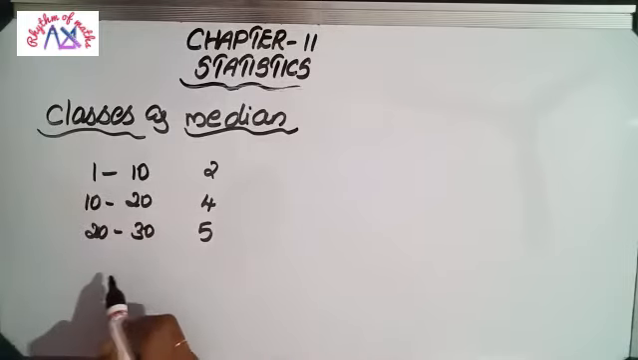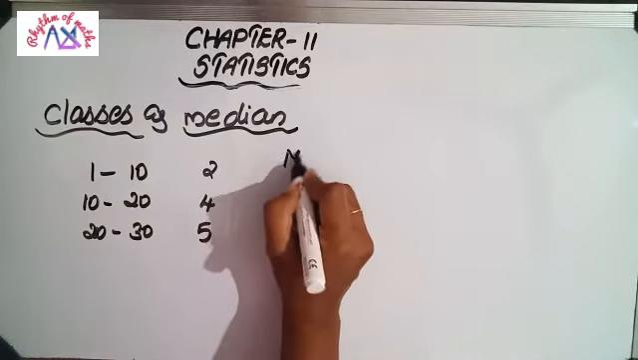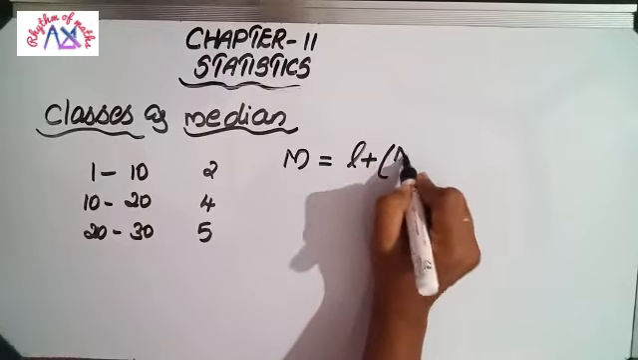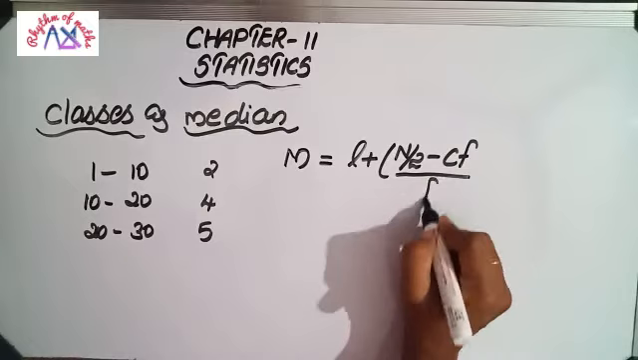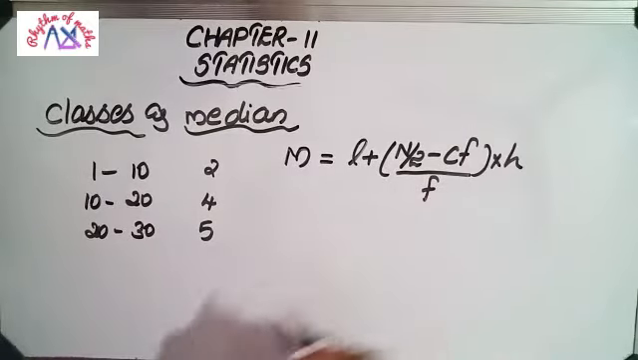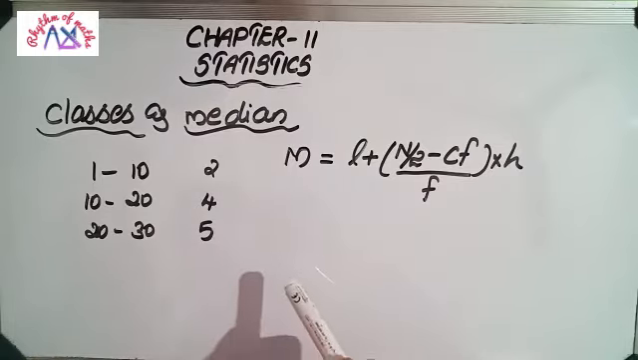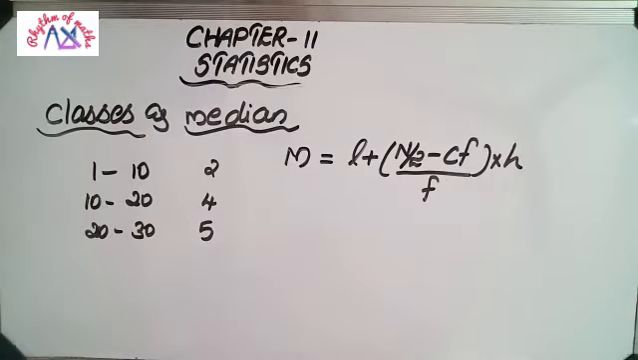In this case, in order to find the median, we have one equation: median equal to L plus (n by 2 minus CF) by F into H. This is the equation to find the median. The textbook method is different, using an arithmetic sequence. I think using this equation is easier, that's why I am explaining using this method.